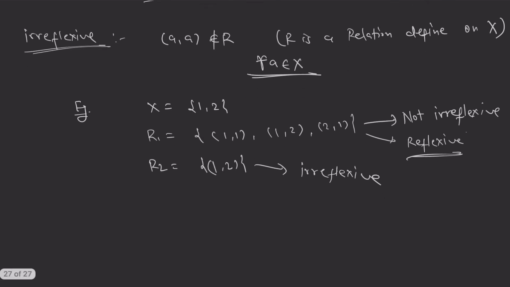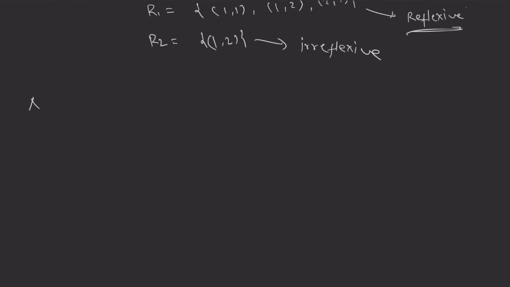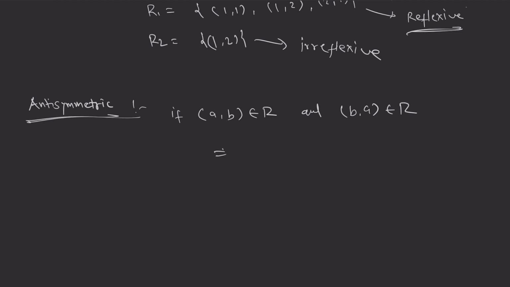The second one is antisymmetric. We learned symmetric in the last lecture, which is if a comma b belongs to the relation, then b comma a should belong to the relation. But antisymmetric is different from symmetric: if a comma b is in the relation and b comma a is in the relation, then a should equal b.